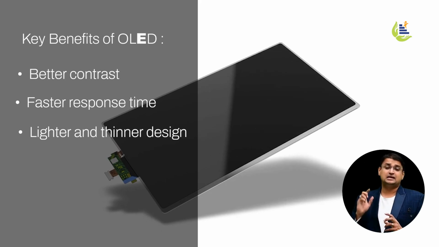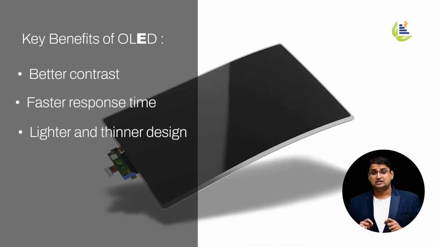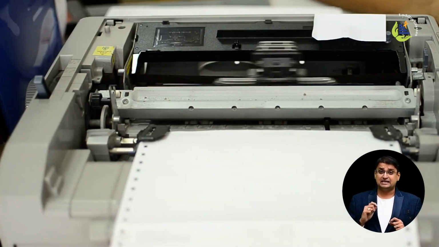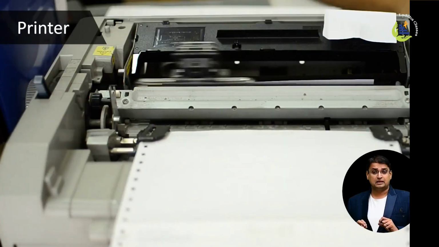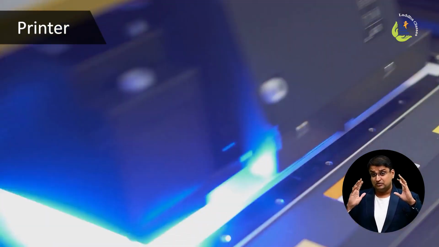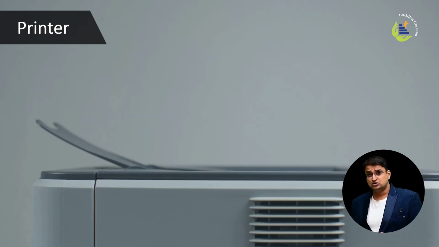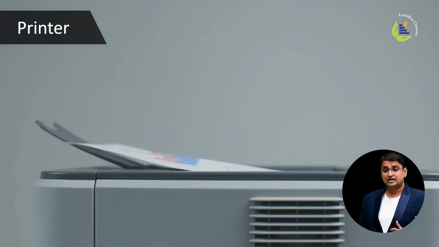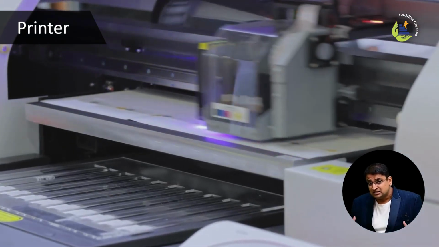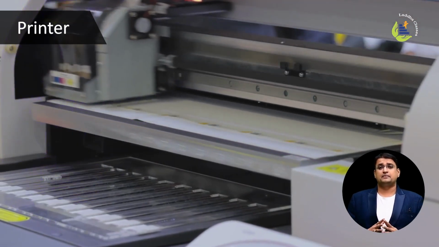OLED screens can be made flexible and thinner compared to other display technologies. Next output device is printers. A printer prints information and data from the computer onto a paper. It can print documents in color as well as in black and white. The quality of a printer is determined by the clarity of a print.